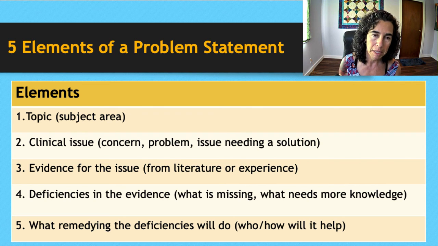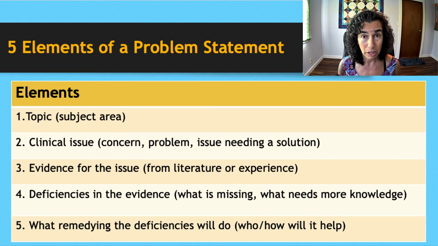So there's elements: the topic, the clinical issue or problem that needs a solution; the evidence for the issue, so why it's important or what exists in terms of evidence; the deficiencies in the evidence. So this is what is missing or what needs more knowledge. Again, it's that whole, right? And what remedying the deficiencies will do. So who or how will addressing this issue help? So we're going to do some practice on this, but again, keep this in mind as you move forward.